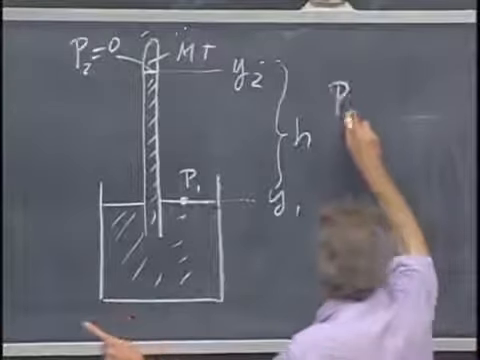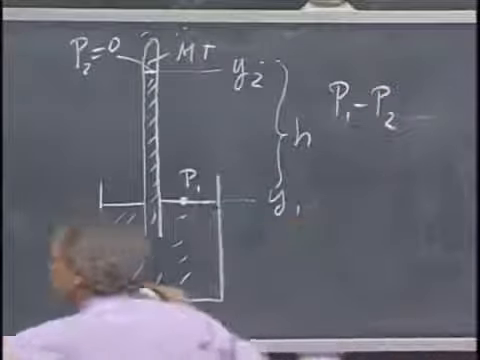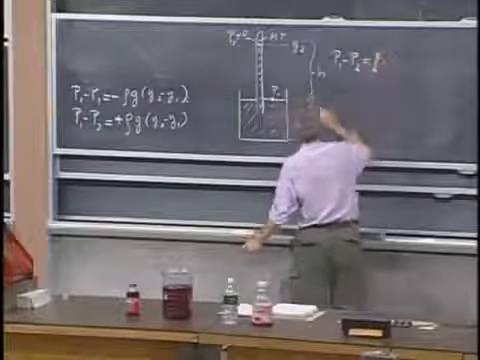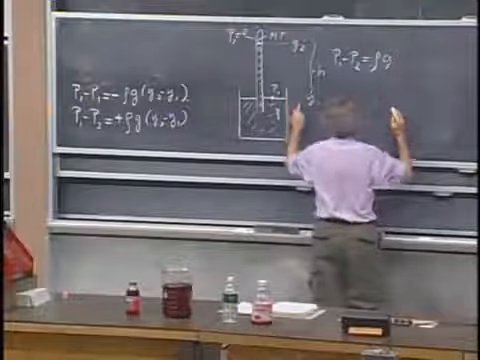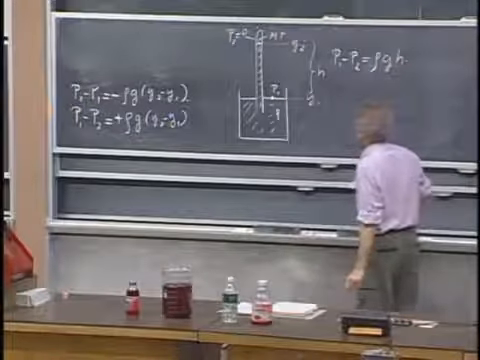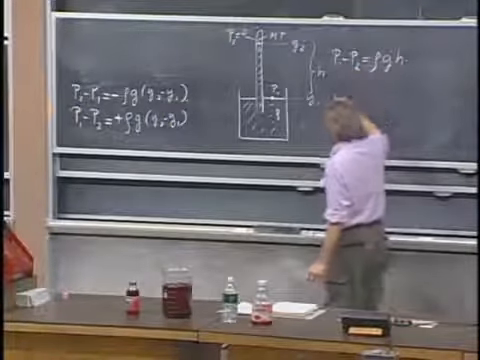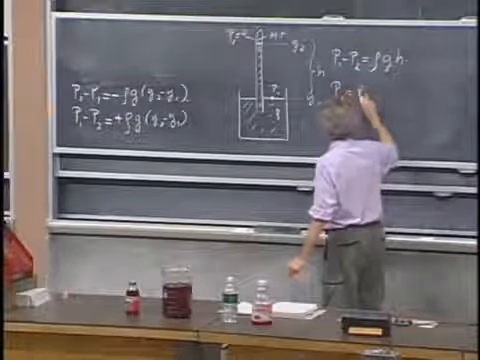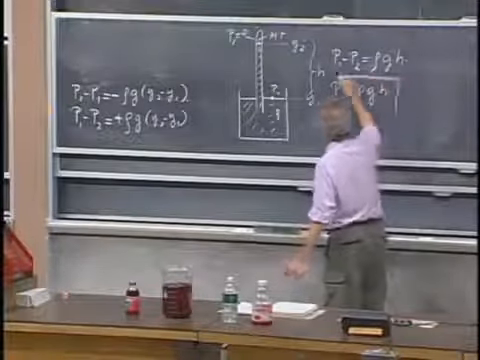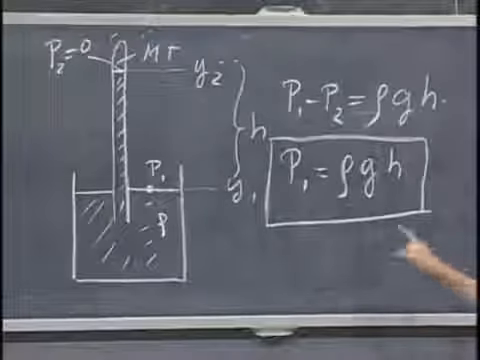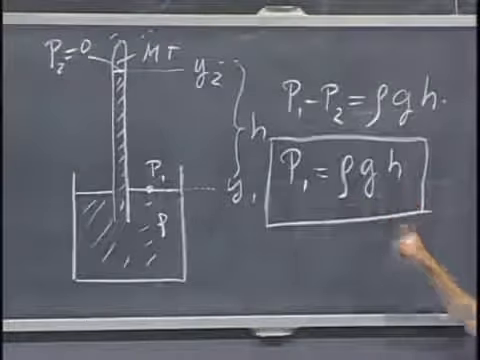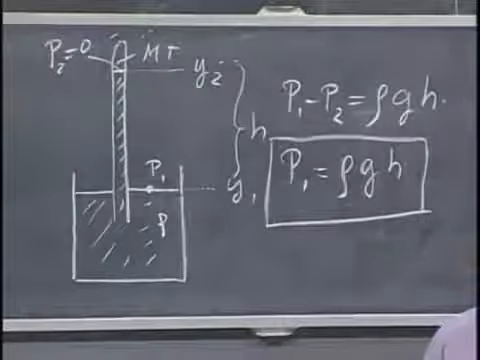Well, P1 minus P2 equals rho of the liquid times G times Y2 minus Y1, which is H. But P2 is zero. So P1 equals rho G H. And that is the barometric pressure. So all I have to do is take a liquid, know the density of the liquid, measure how far I have to pull that hose up before the liquid breaks loose, and then I know what the barometric pressure is.